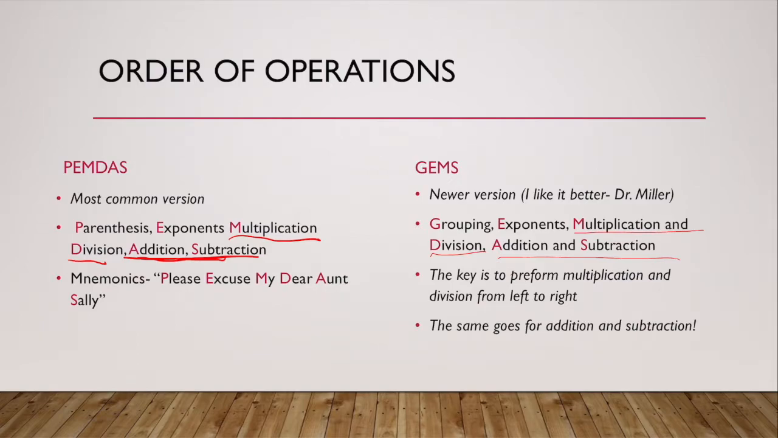So there's been this new movement to accept a new term, a new acronym. This is an acronym of GEMS. And that stands for grouping, because we don't always have parentheses. Grouping can also be brackets. It could be absolute value bars, and it could be parentheses, right? So it means grouping symbols, exponents, multiplication and division from left to right, and then addition and subtraction from left to right. So as you're going through an equation from left to right, you do multiplication and division at the same time.